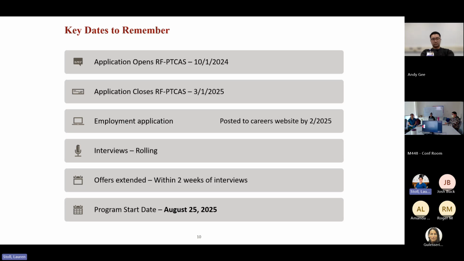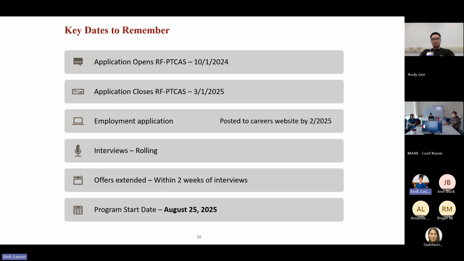So if you have not started your application, or you started it, or you're thinking about it, what I would recommend is start asking people for letters of recommendation. I feel like that tends to be something that takes the longest, and you want to make sure you give your recommenders enough time to complete a good letter of recommendation for you. They can submit it directly through RFP TCAS. You need 2 people to submit letters of recommendation for you. I would probably ask them today or yesterday.